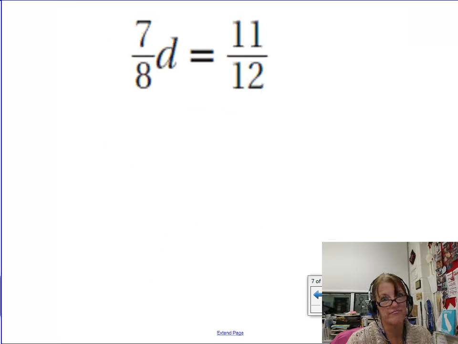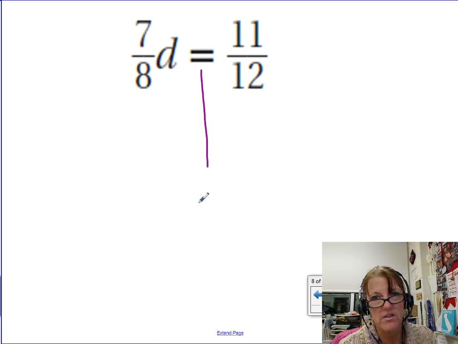Yes, we're done. How about one more of these fancy fraction ones here, all right? 7/8 d equals 11/12. All right. Why don't you pause the video right now, do this one on your own, and then once you've got your answer and you've checked it, then turn the video back on and see how you did.